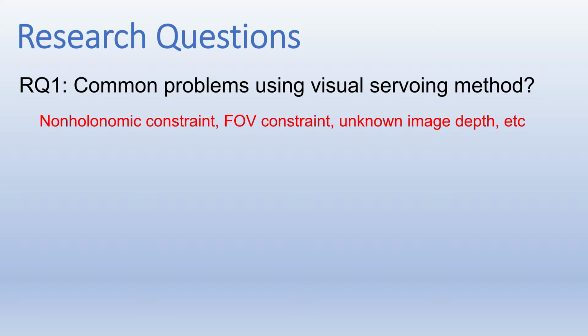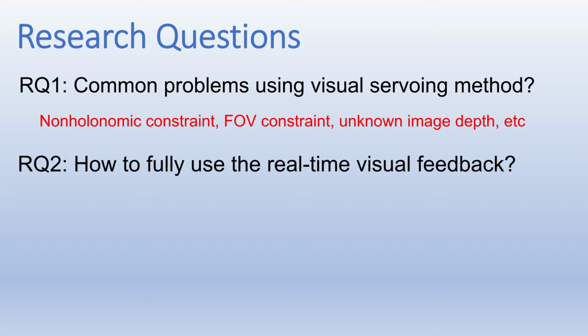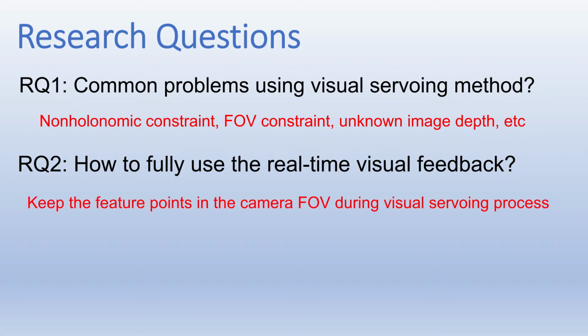And for the second question, since we got the visual feedback from the visual servoing method, how to fully use the real-time visual feedback? And the answer is we keep the feature points. We think up ways to keep the feature points in the camera field of view during the whole visual servoing process.